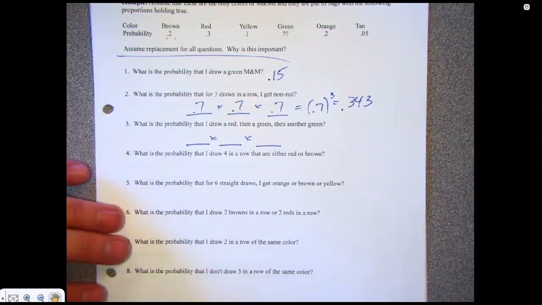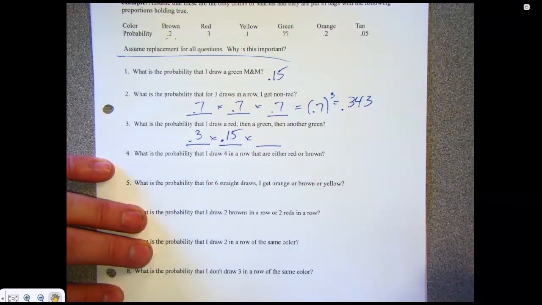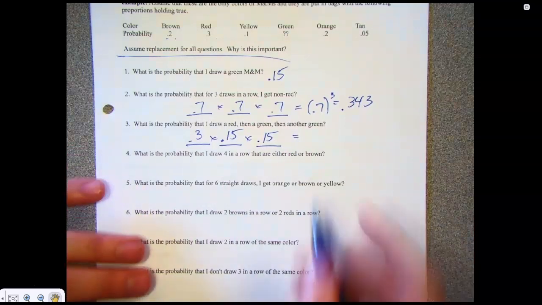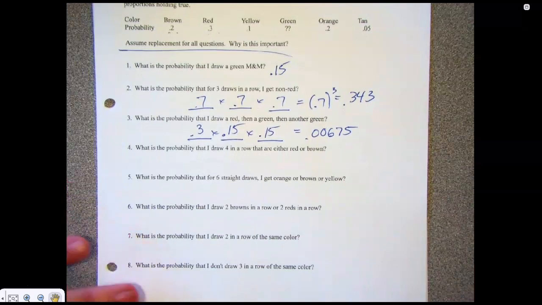What's the probability to draw a red, and then a green, and then another green? So again, it's just these slots. So red is 0.3, green we found was 0.15, and then another green was 0.15. We multiply those. We got 0.00675. Good so far?